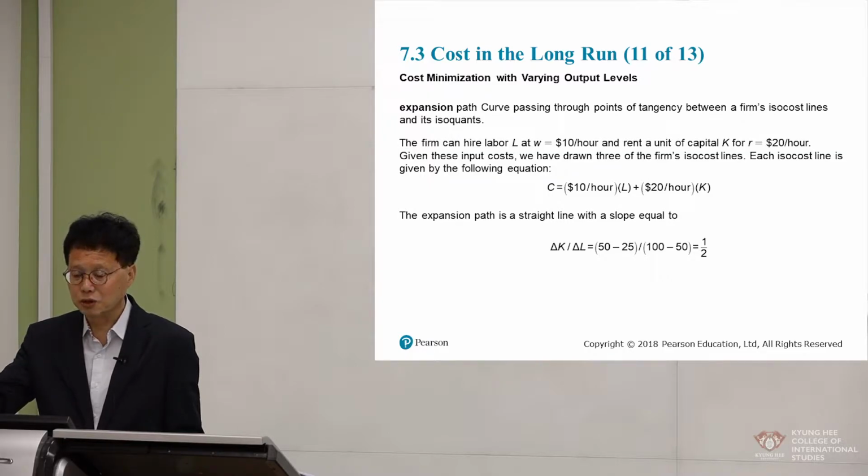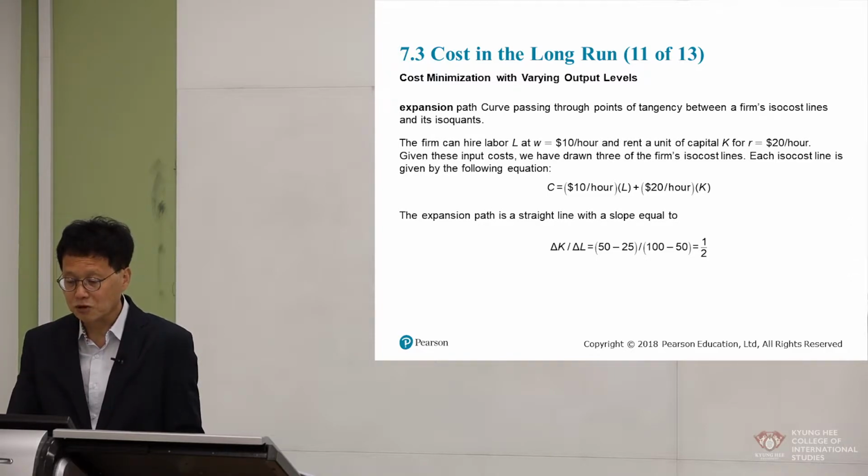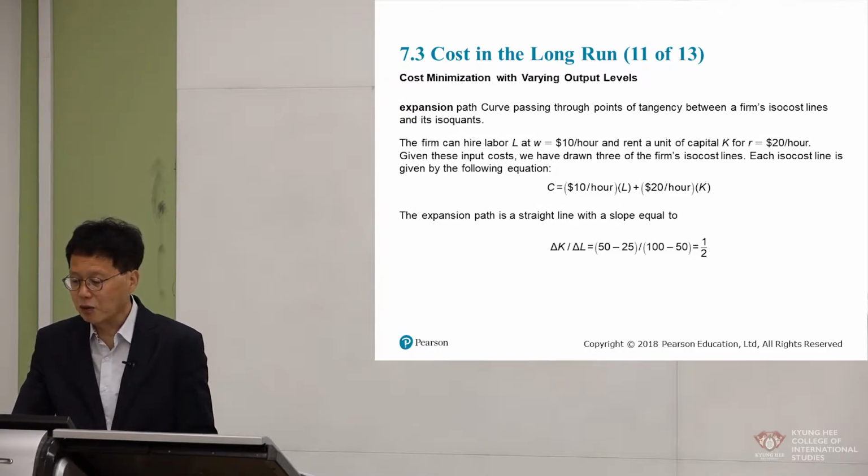If we connect all of these optimal points, that is cost minimization with varying output level. That is the expansion path: the curve passing through points of tangency, the optimal bundles, the optimal input mix of labor and capital between the firm's iso-cost line and each isoquant.